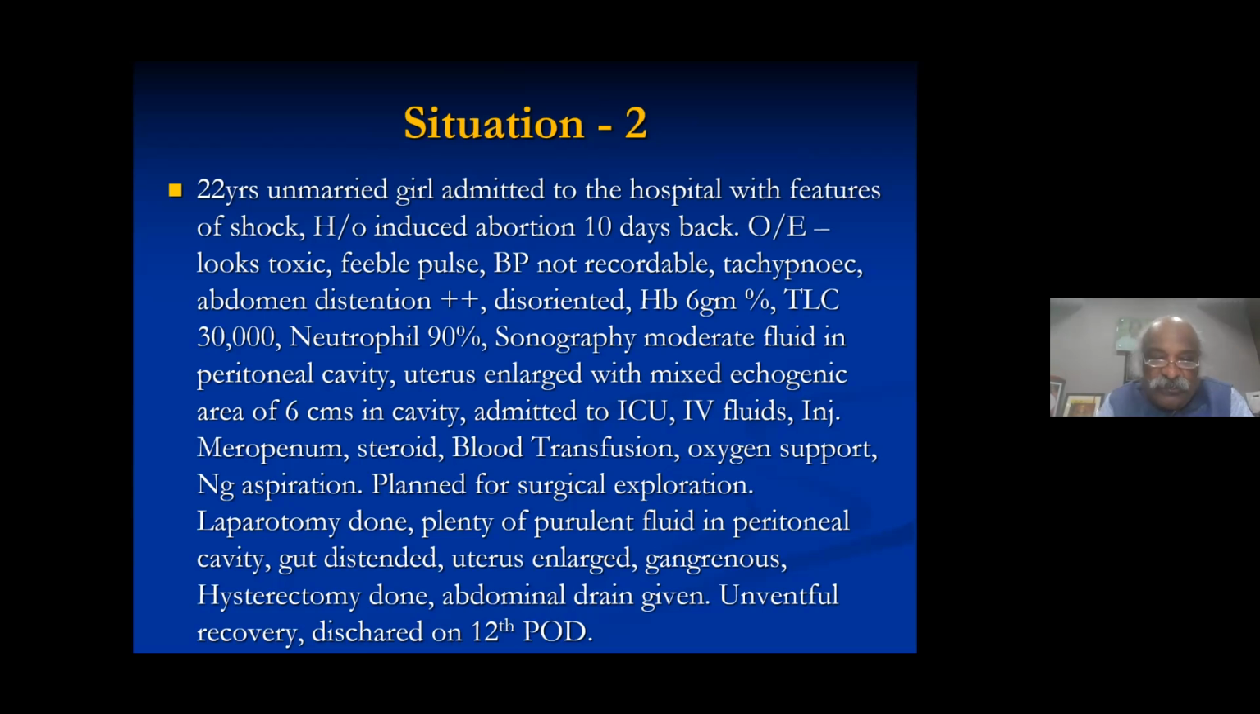There was no gut injury, but frank pus was there, with extensive adhesions of the intestines. I explored everything and didn't find a nick in the intestines. But the uterus was enlarged and gangrenous, absolutely black, and I knew that she is an unmarried girl. There was necrotic tissue inside the uterus. I decided on hysterectomy and an abdominal drain was given. After that, she had an uneventful recovery and was discharged on the 12th post-op day.